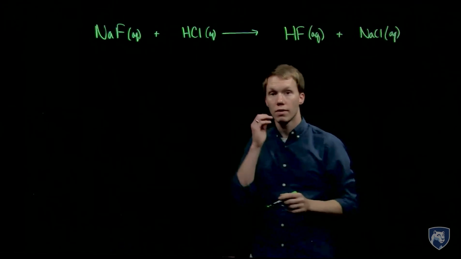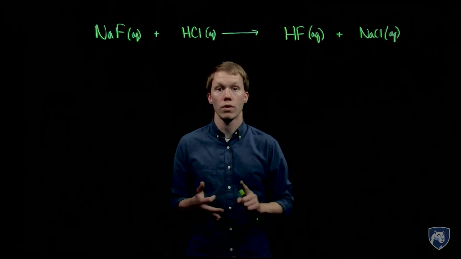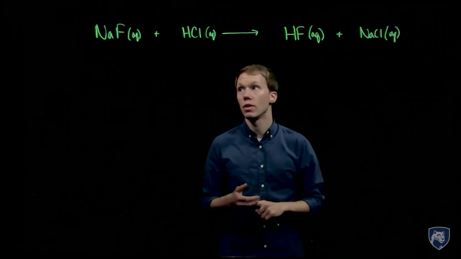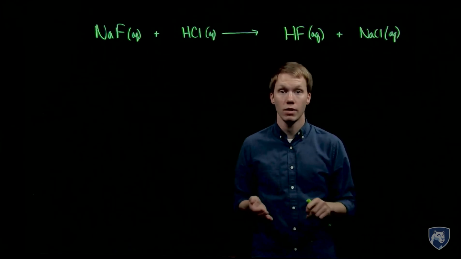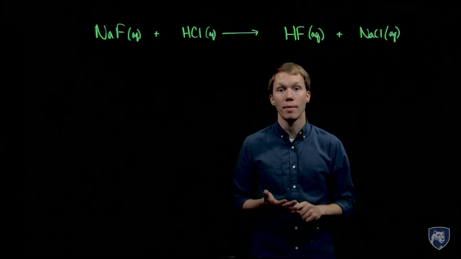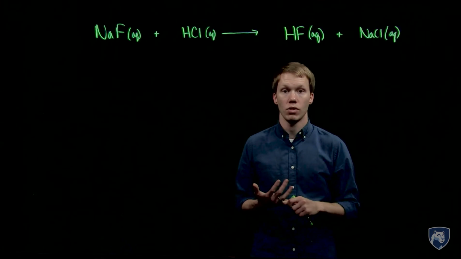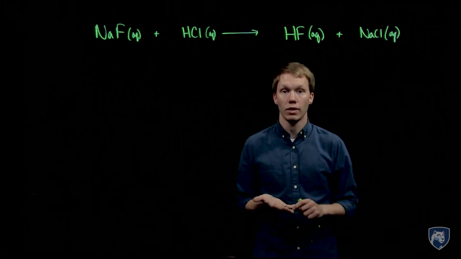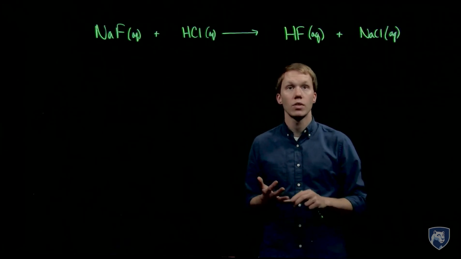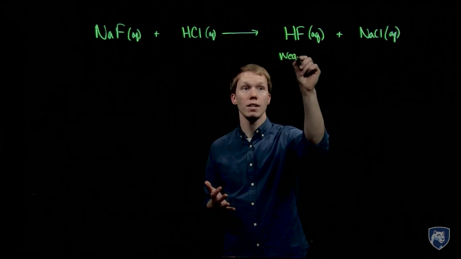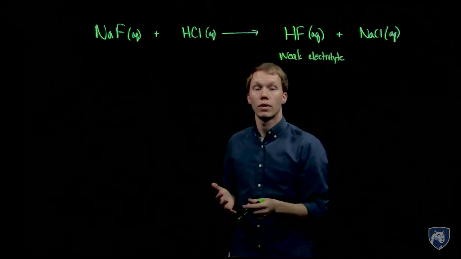So we'd have to ask ourselves whether or not we have any solids forming, any gases evolving, or we form a weak or non-electrolyte. And so HF is an acid, it's not one of our 7 strong acids, and that's a common thing that gets mistaken as one. So HF does not completely dissociate. We would consider it a weak electrolyte. So it does dissociate to some extent. And NaCl, as you know, is soluble. So we have a weak electrolyte forming here, which would be my driving force.